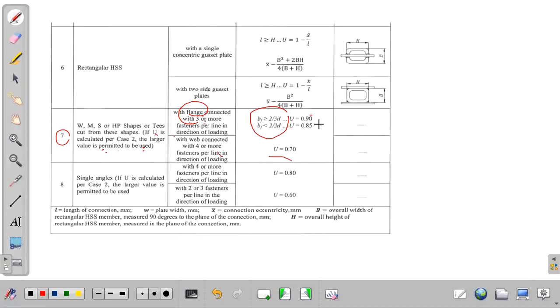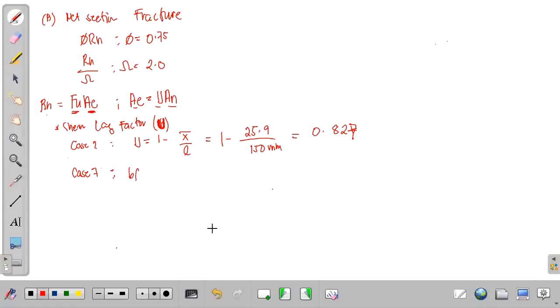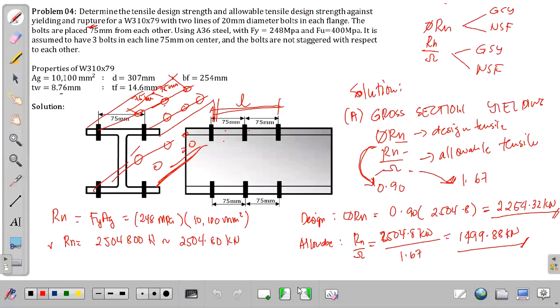Okay, so pagka flange, we need to identify if our BF is greater than or less than 2/3 of our D, so that we can determine our shear lag factor. If our BF is greater than 2/3 of D, our shear lag factor is equal to 0.9. If our BF is less than 2/3 of D, our shear lag factor is equal to 0.85. So we need to determine the value of BF and 2/3 of D. Okay? So BF natin is given from the problem, that is equal to 254.